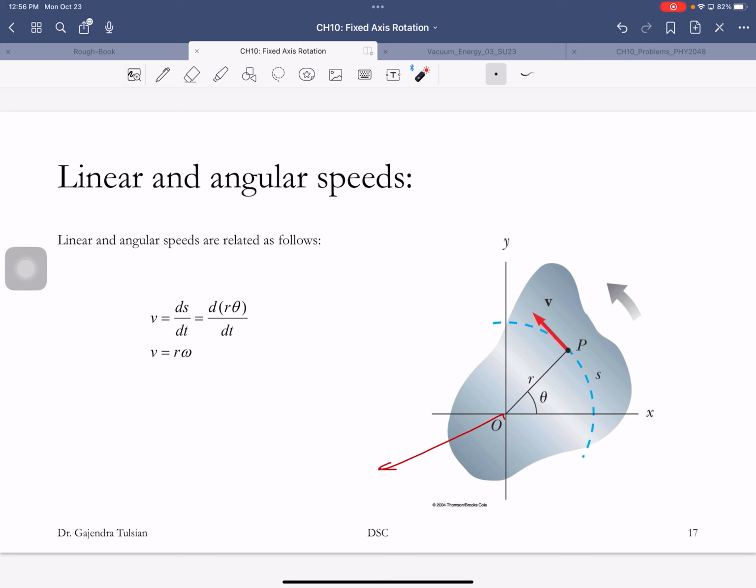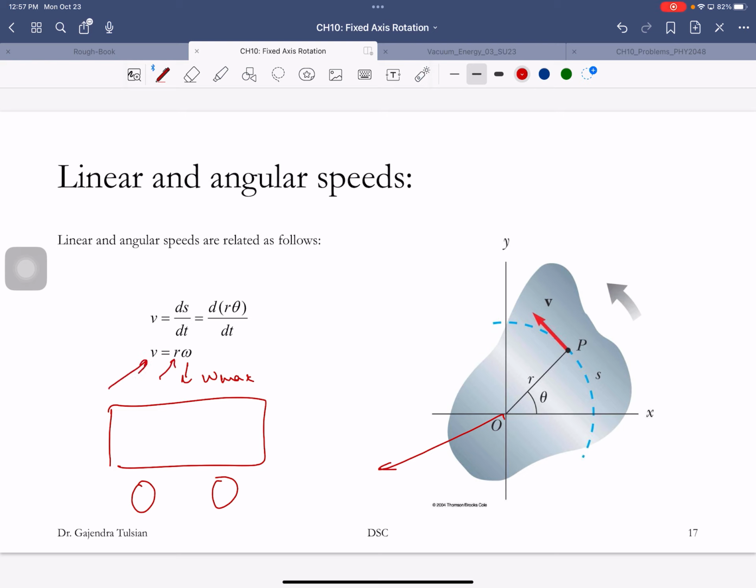In your car, the engine is able to provide a maximum angular velocity. So is there a way to make your car go faster? Your wheel is only able to provide a maximum angular velocity. So that's why you put bigger wheels. If you put bigger wheels, you can have a greater maximum speed for your car. That's why people put bigger wheels.